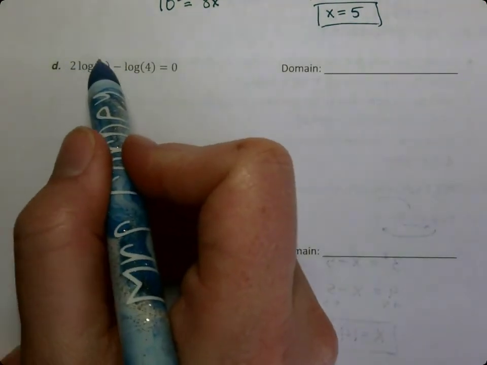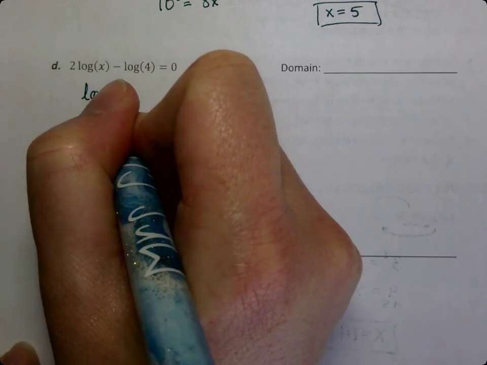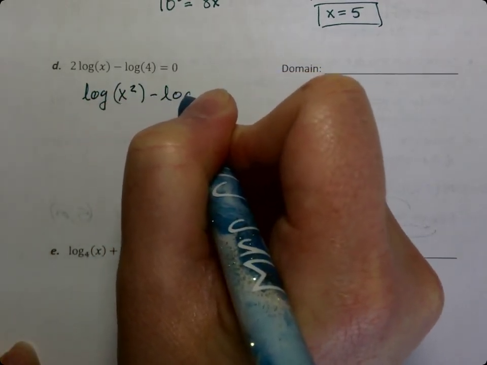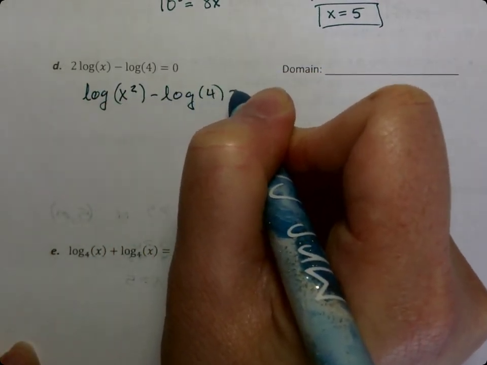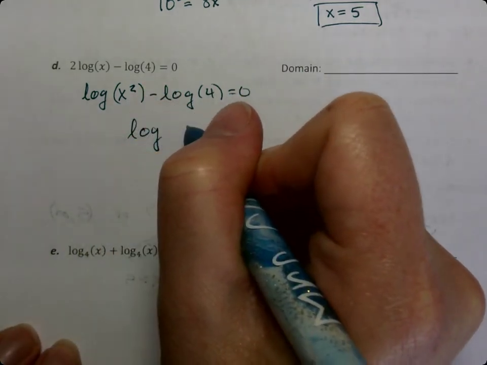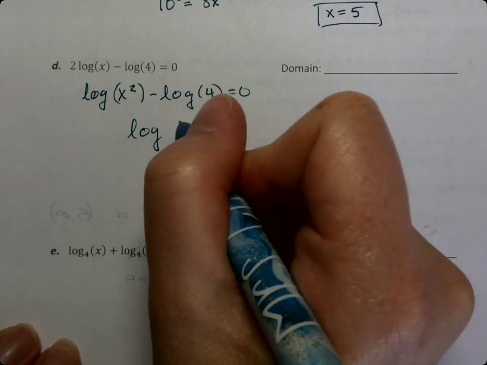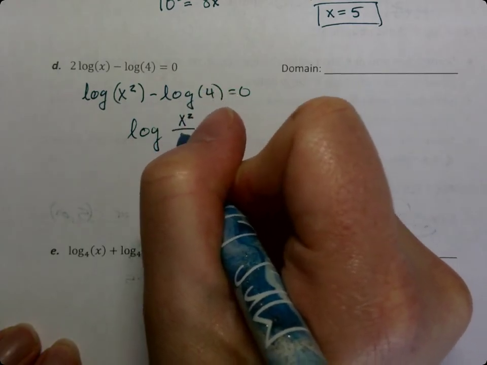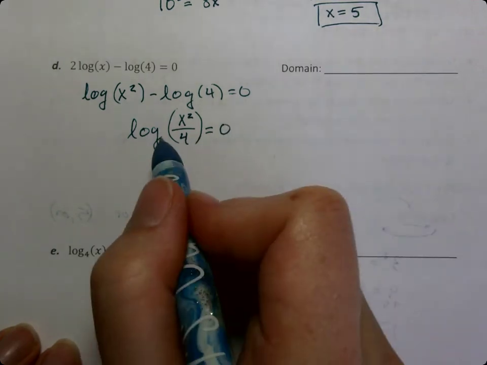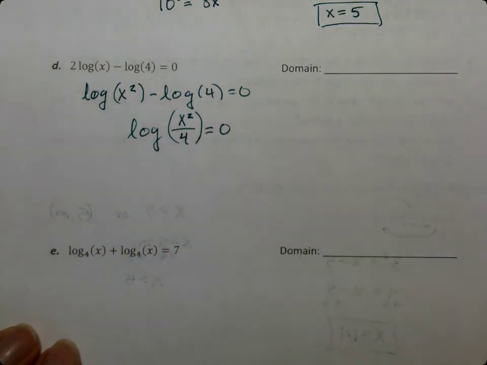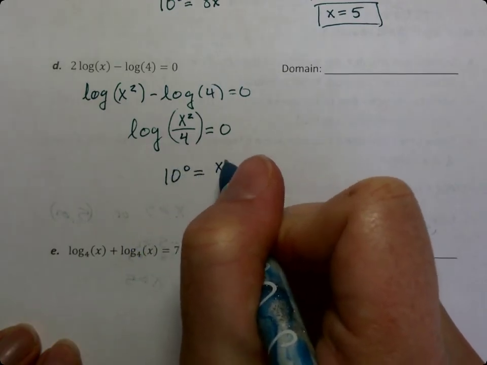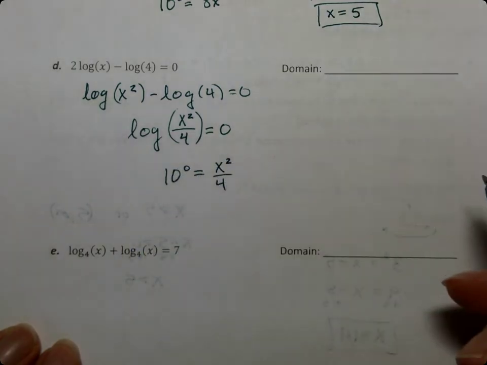Okay, first thing I'm going to do is pop that power up. So it's going to be log of x to the second minus log of 4 equals 0. So it'd be log of x squared over 4 equals 0. Okay, my base is 10. Now my base might not be 10. It could be something else. So it's going to be 10 to the 0 equals x squared over 4.